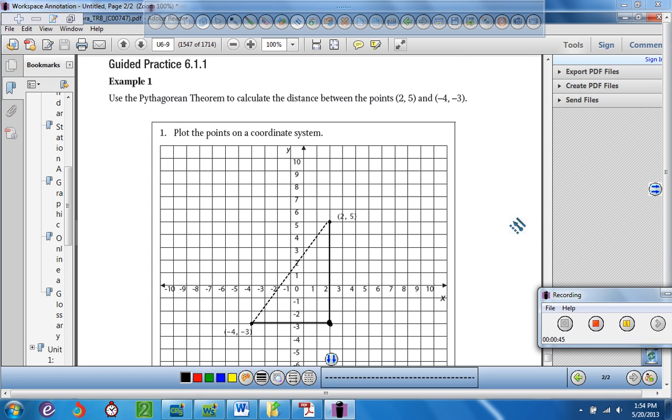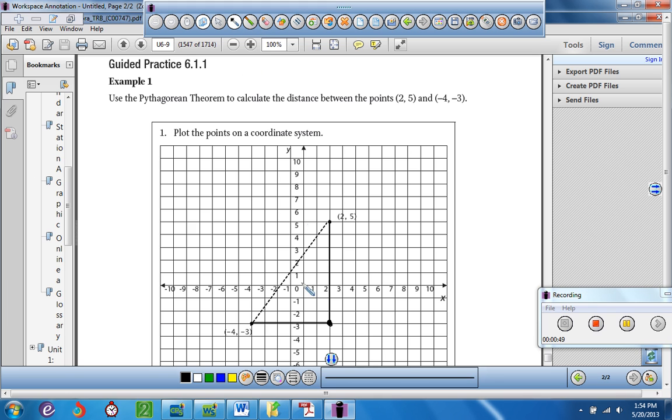Alright, so I've completed my triangle here. Now, you'll notice that the hypotenuse is a dashed line. That's typically how we do that. Now, to do this, we're going to need to know the length of this side, which I'm just going to call A, and we'll call this one B.